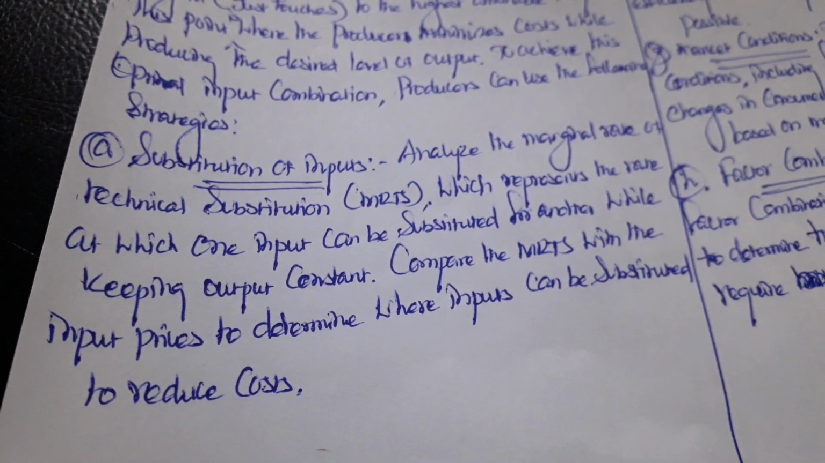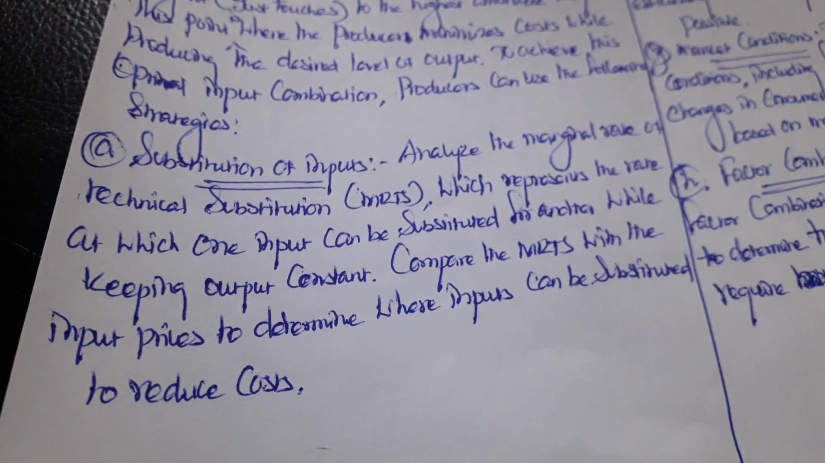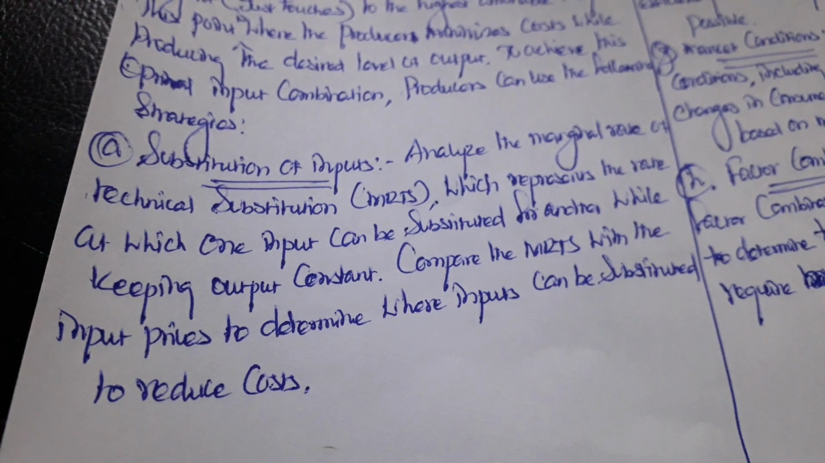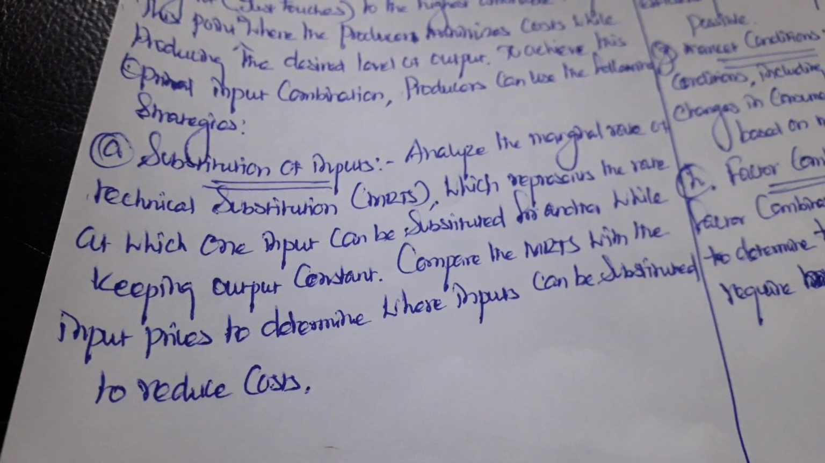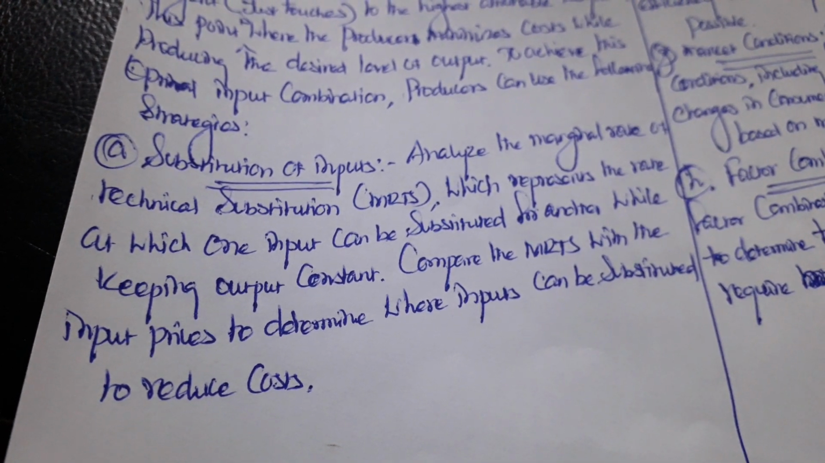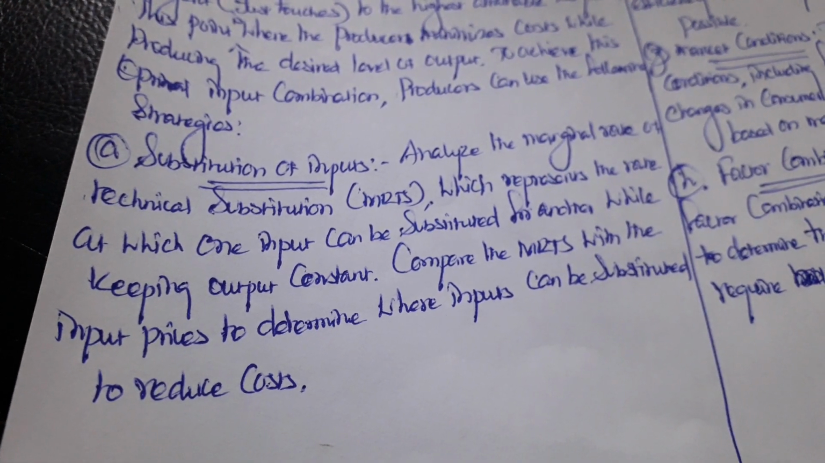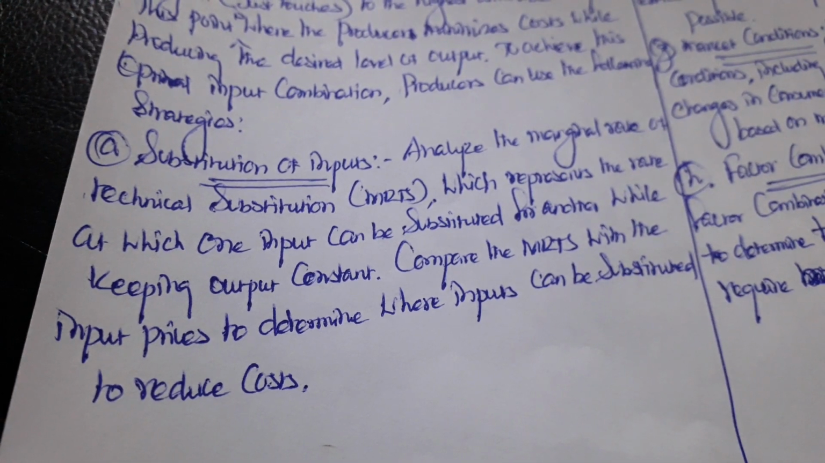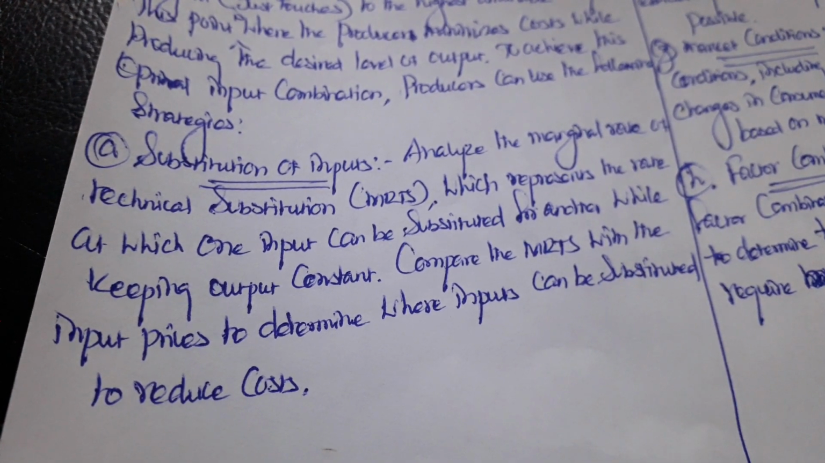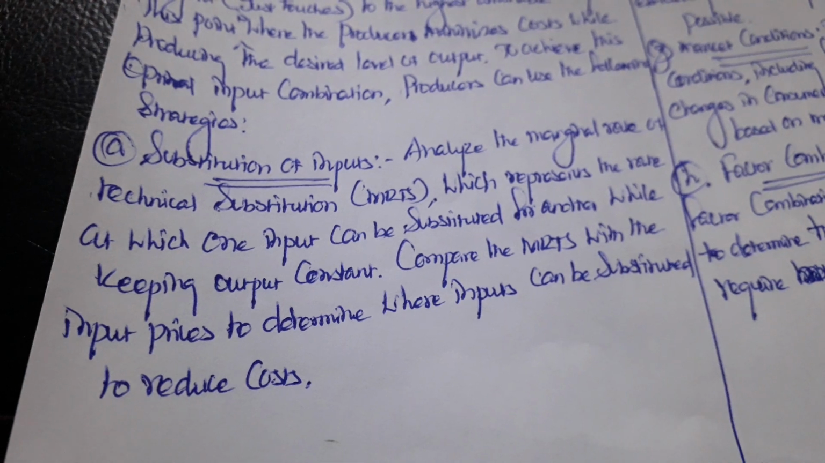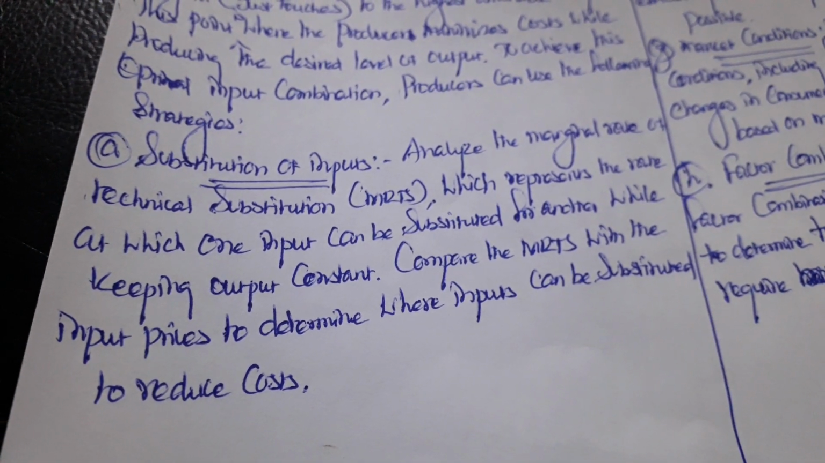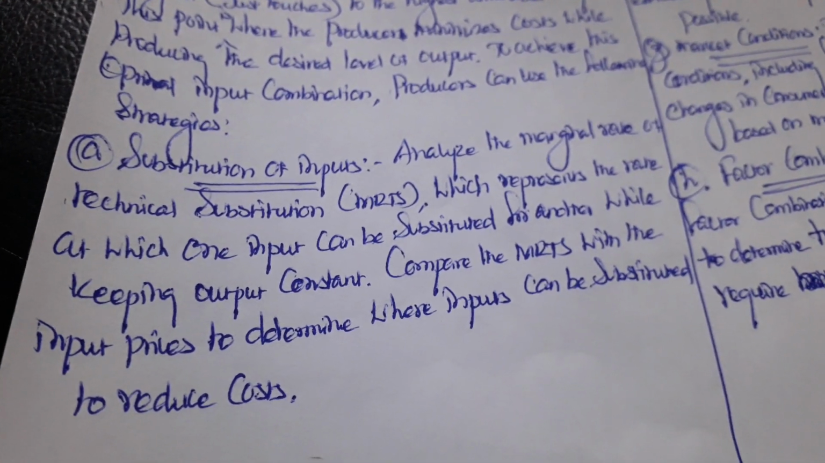In this strategy, we have to analyze the marginal rate of technical substitution, which represents the rate at which one input can be substituted with another while keeping output constant. We need to compare the MRTS with the input prices to find out where inputs can be substituted to reduce costs.